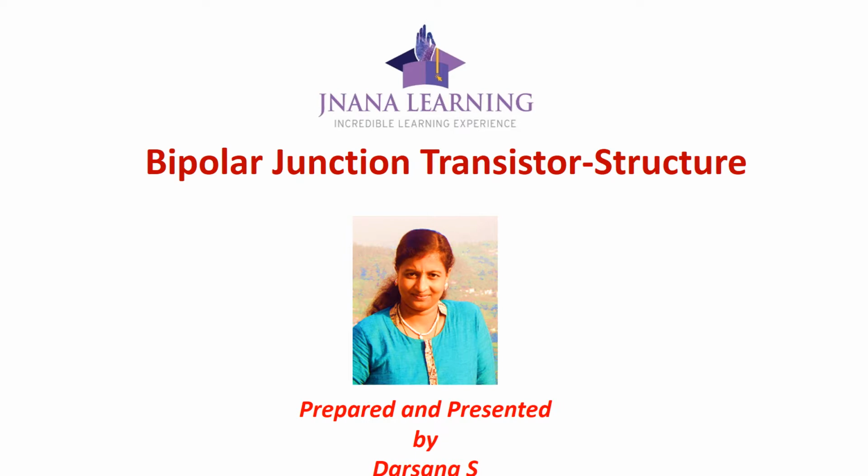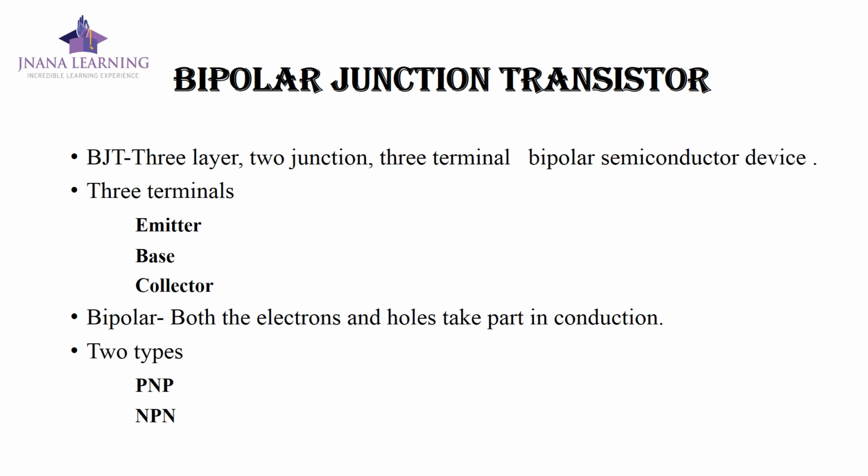Today's topic is bipolar junction transistor structure. So, bipolar junction transistor, that is BJT. It is a 3-layer, 2-junction, 3-terminal bipolar semiconductor device, and basically it is a silicon or germanium crystal containing 3 separate regions. Now, the 3 terminals or regions are named emitter, base and collector. The term bipolar means both electrons and holes, or majority carriers and minority carriers, take part in conduction here. And there are 2 types, that is PNP and NPN.